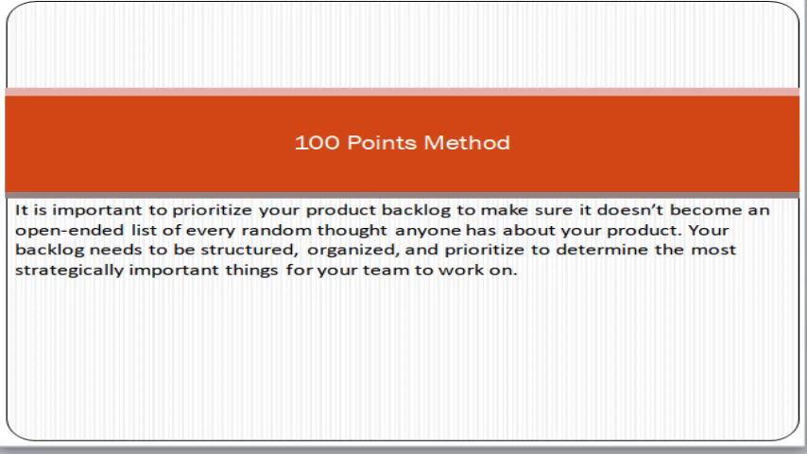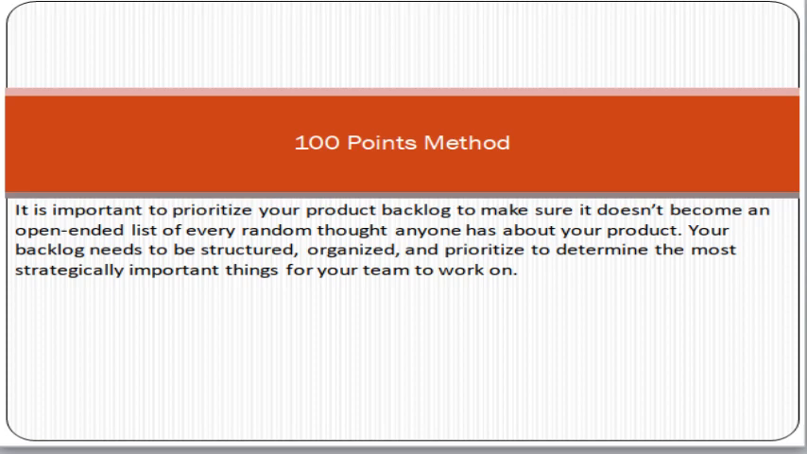For example, if you are implementing an e-commerce solution and you have a requirement that the customer can make the payment through a credit card, it is a user story. So to prioritize the product backlog, we use a method called the 100 point method. It is important to prioritize your product backlog to make sure that it doesn't become an open-ended list of every random thought anyone has about your product.